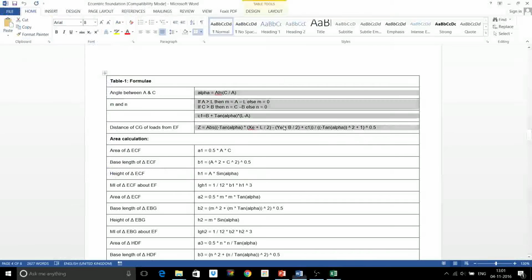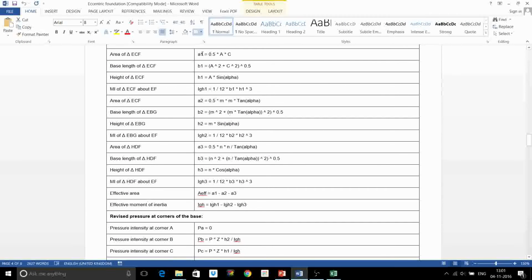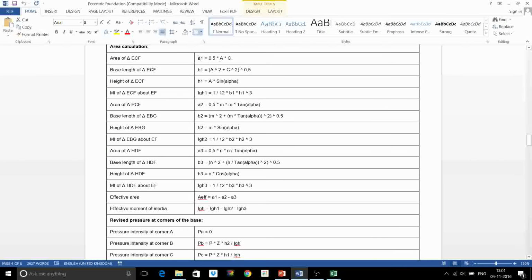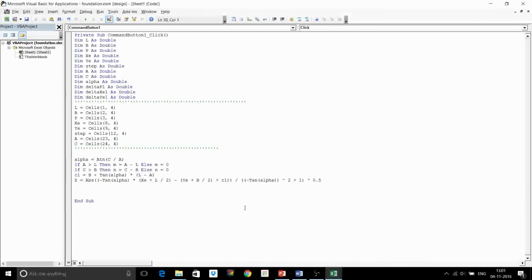V, then area and moment of inertia calculation. Here you can see clearly I have found out all parameters, and finally the effective area I have found out by deducting those two small triangle areas from the main big triangle. Similarly for the effective moment of inertia also. Control C, area and moment of inertia.